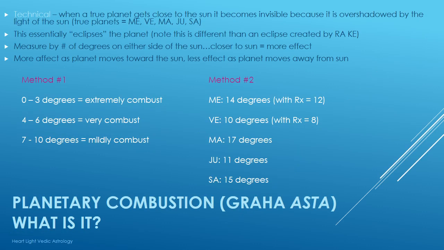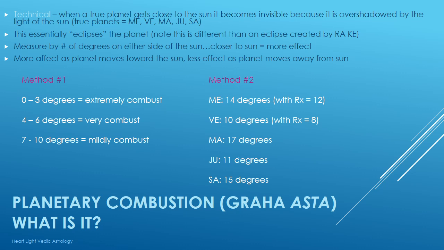So planetary combustion, or Graha Asta, what is it exactly? How would you identify it in somebody's chart? Well, technically, this is when a true planet gets close to the sun, and because it's close to the sun, it becomes invisible because it is overshadowed by the light of the sun. And when I'm talking about true planets here, I'm talking specifically about Mercury, Venus, Mars, Jupiter, and Saturn.